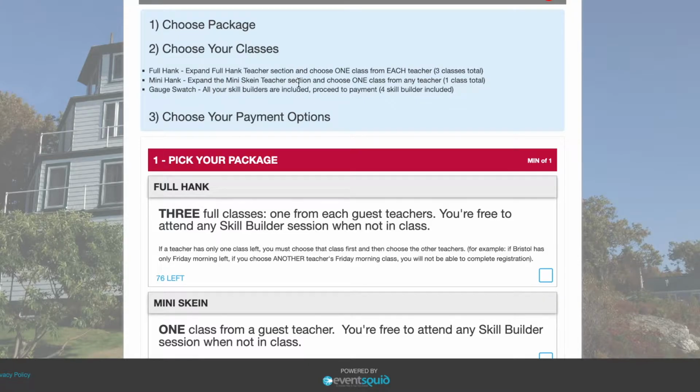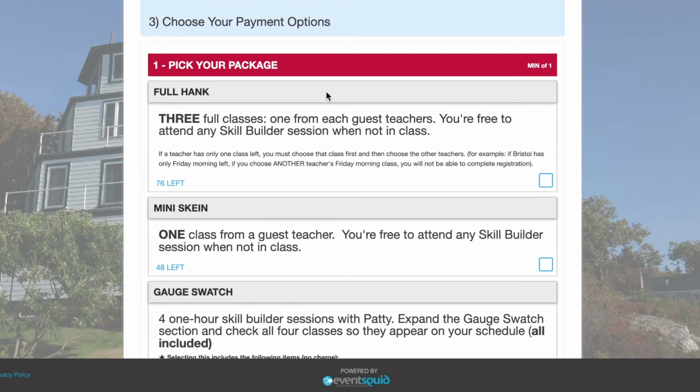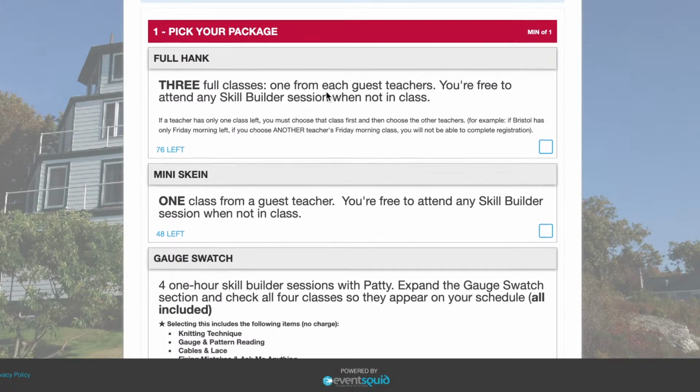Expand the mini skein teacher section and choose 1 class from any teacher. Gauge swatch, all your skill builders are included, so you can just proceed to payment. Next is your payment option, and that is choosing whether or not you're going to pay in full to secure your reservation now or pay a deposit. Of course, the reservation is not guaranteed until the full payment, which is due June 1st.